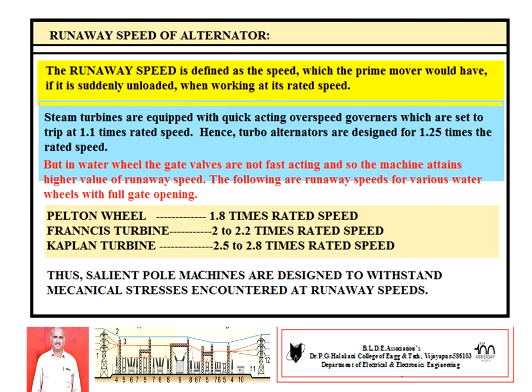Hence, for the design of steam turbine generators and hydraulic alternators, these two are very important. So, following are some values. Pelton wheel, 1.8 times rated speed. Francis turbine, 2 times rated speed. Kaplan turbine, 2.5 to 2.8 times rated speed. Thus, salient pole machines are designed to withstand the mechanical stresses encountered at the runaway speeds. This is also one of the limiting factors.